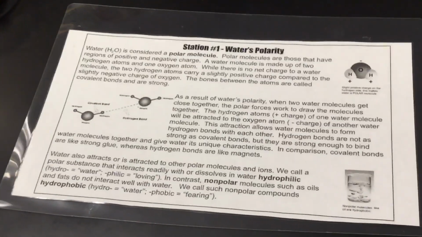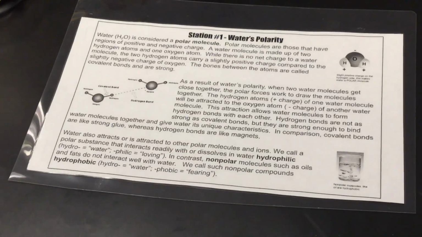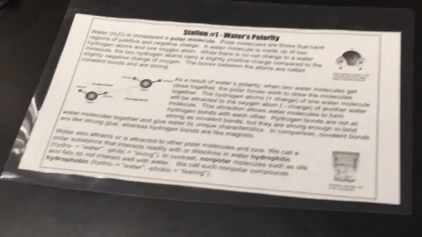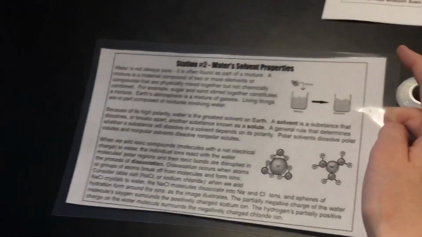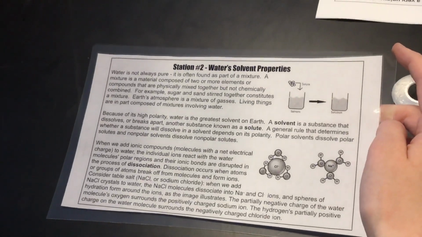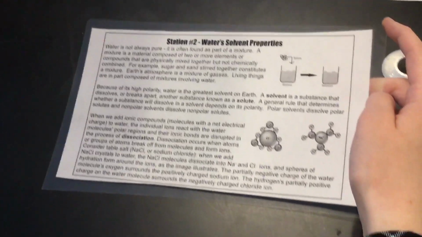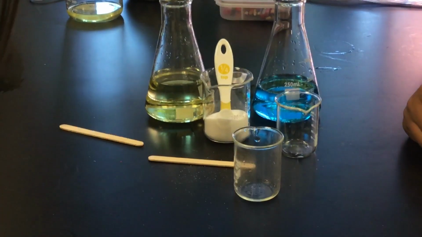Water, H2O, is considered a polar molecule. Polar molecules are those that have regions of positive and negative charge. A water molecule is the greatest solvent on Earth. A solvent is a substance that dissolves or breaks apart another substance known as a solute. A general rule that determines whether a substance will dissolve.